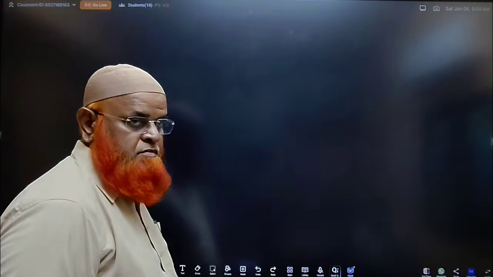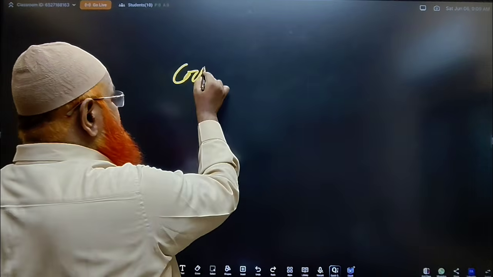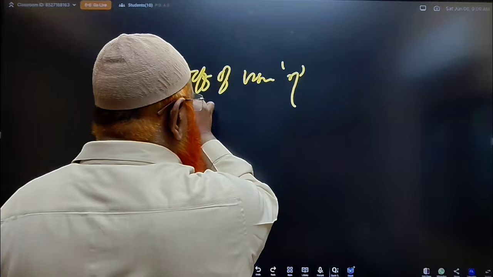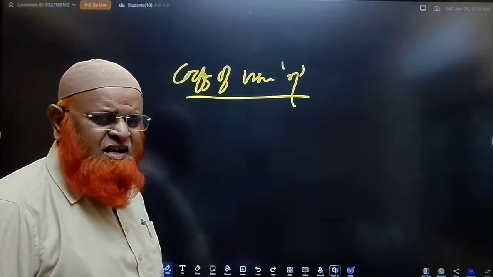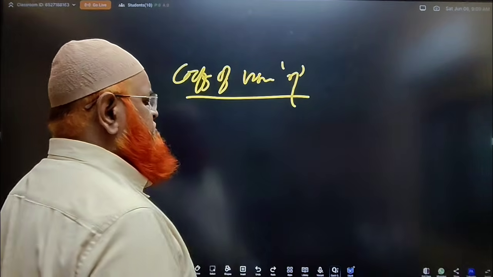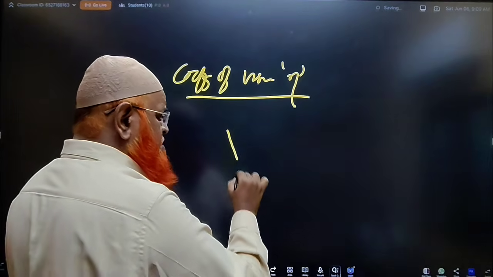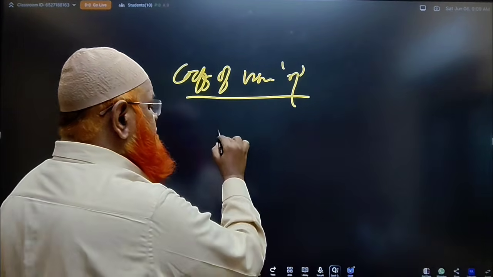Next, coefficient of viscosity. Coefficient of viscosity, very important. Many times it is repeated. So what is coefficient of viscosity? For that you should understand one concept which is present in the fluids.